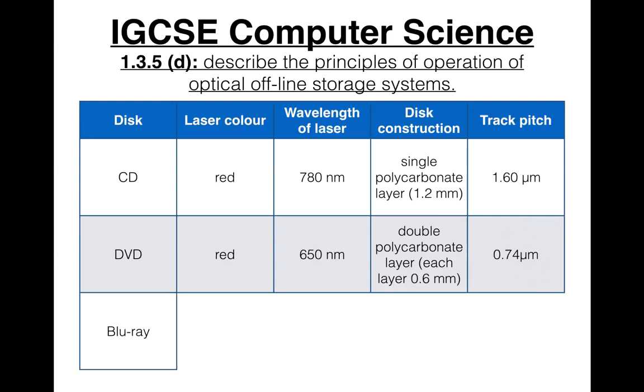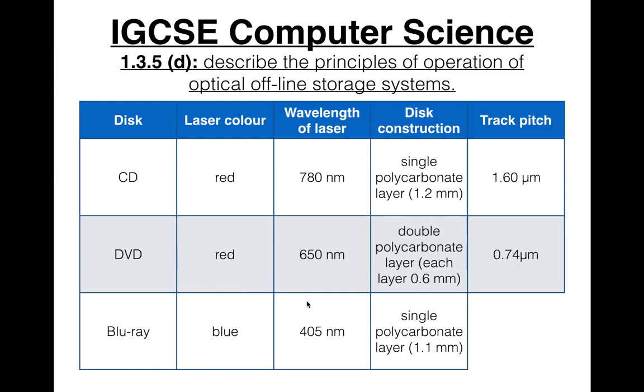Blu-ray discs: laser color blue. Oh, it's totally different now. Wavelength is 405 nanometers. They use a single polycarbonate layer of 1.1 millimeters, which makes it a much thinner layer than these two. And the track pitch is 0.30 micrometers. I wish I had put the space here and here in order for everything to make sense.